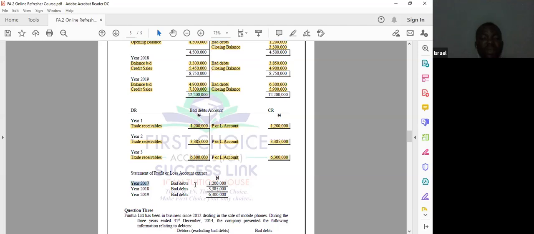Year 2017, we have the figure here. Year 2018 as well. Year 2019, we have the same figure. The same figure as the bad debt account is what we can find under our statement of profit or loss account. Okay, so that is actually about that.